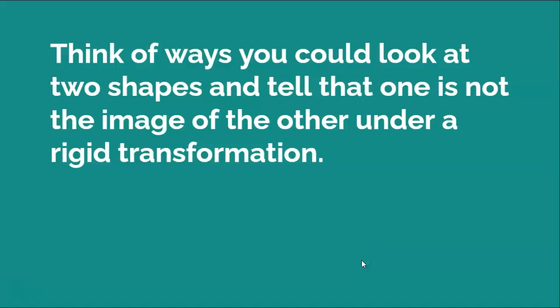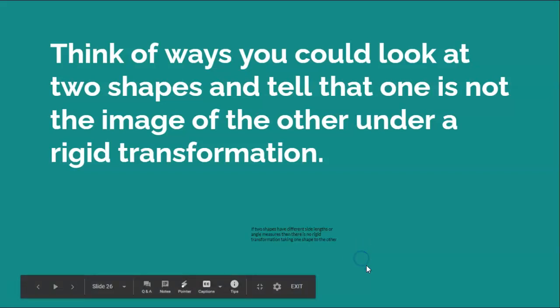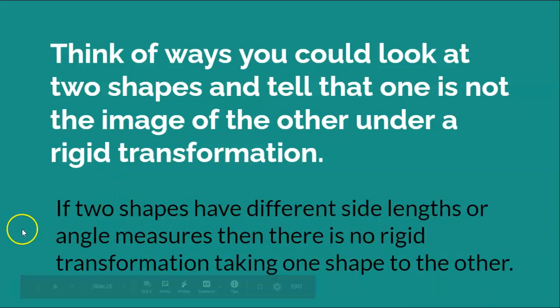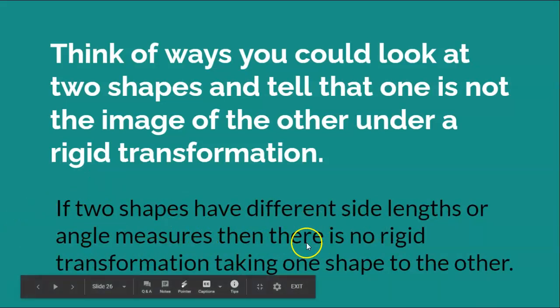Okay, think of ways that you could look at two shapes and tell that one is not the image of the other under a rigid transformation. What we just talked about. If two shapes have different side lengths or angle measures, then there is no rigid transformation taking one shape to the other. So some of them are very easy to tell, but others you're going to have to measure to be sure.